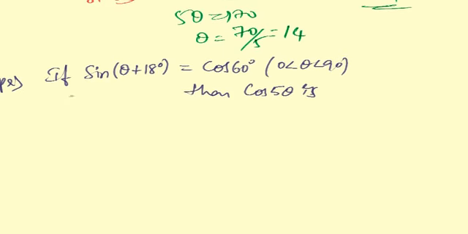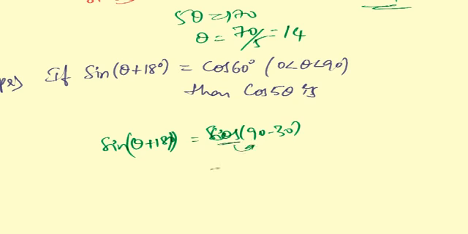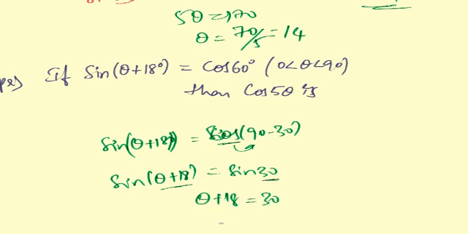Then again the same thing is given: sin of theta plus 18 degrees is equal to cos 60. Then what is the value of cos 5 theta? It has been asked, so try to solve the problem. Sin of theta plus 18, so try to write cos in terms of sine, so that it will become cos 90 minus 30. Cos in terms of 90 minus will become sin 30. So here it is sin of theta plus 18, sine something, here sine something, so these somethings are equal. So theta plus 18 is equal to 30. So theta will be equal to 30 minus 18, friends, that is 12.